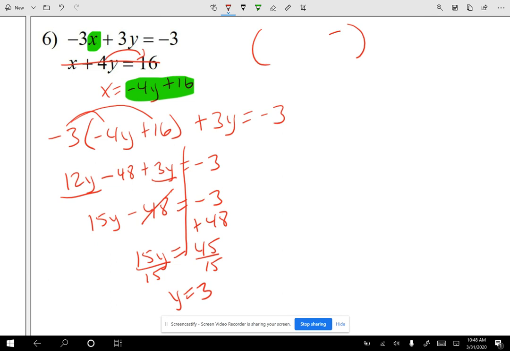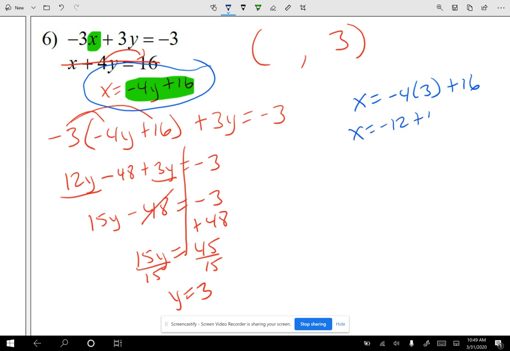So in my answer, I have the y value. Notice I put it second because I had to write them in alphabetical order, x and then y. Now, to solve for x, I'm going to use any equation, and I'm going to use this one where x is by itself. I have that x is equal to negative 4 times 3 plus 16. So x equals negative 12 plus 16. So that means x is equal to 4. Once again, whenever you type them, put them in alphabetical order, x first and then y.